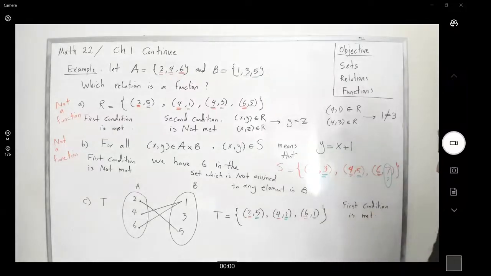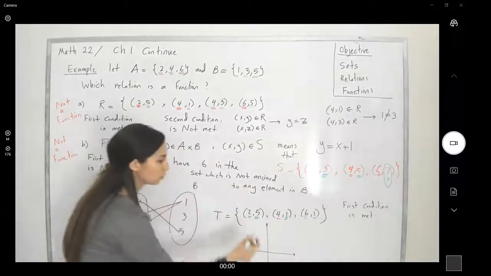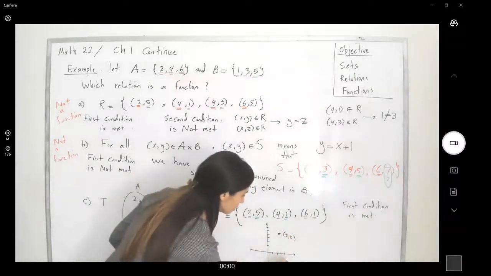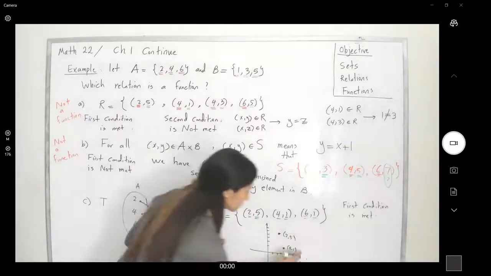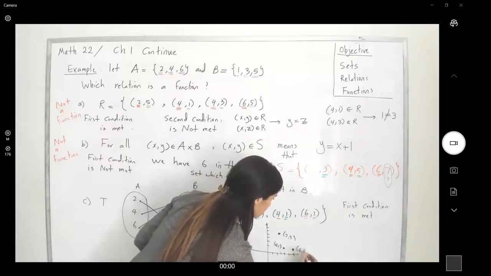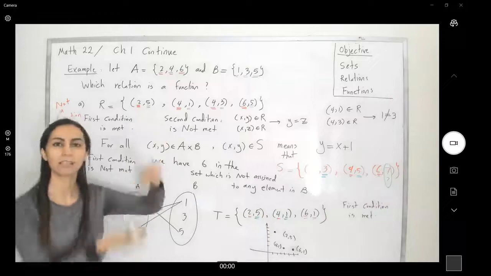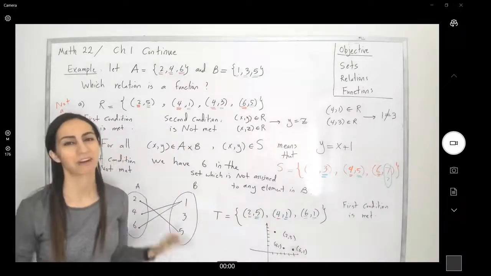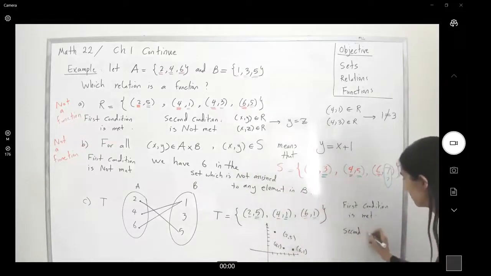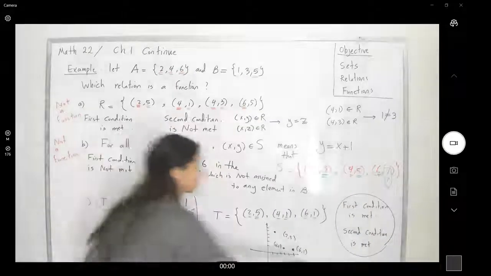How about the second condition? Does it pass the vertical line test? Take a look at this. If you graph this, you have (2, 5), (4, 1), and (6, 1). So does it pass the vertical line test? Of course. You have 3 points. If you have any random vertical line, it has only one intersection with the graph of this relation. So this relation is a function.